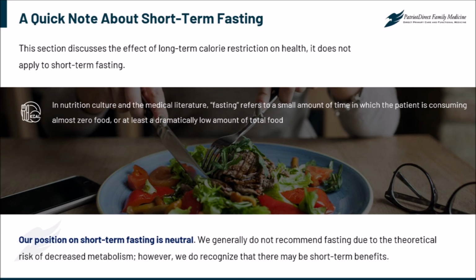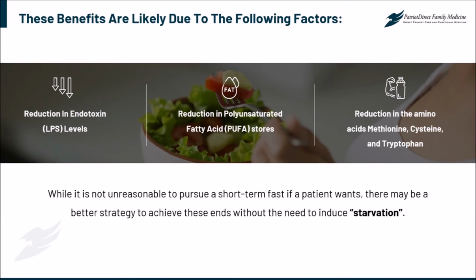Our position on short-term fasting is neutral. We generally do not recommend fasting due to the theoretical risk of decreased metabolism. However, we do recognize that there are potential benefits to fasting. The benefits of short-term fasting are likely due to the following factors. 1. Reduction in endotoxin LPS levels. 2. Reduction in polyunsaturated fatty acid PUFA stores. 3. Reduction in the amino acids methionine, cysteine, and tryptophan.